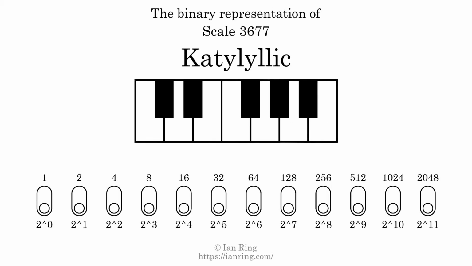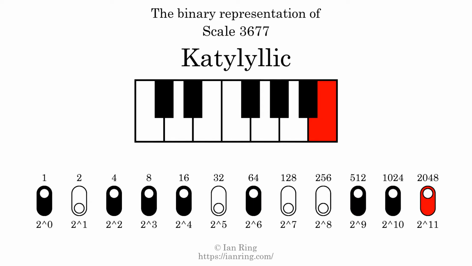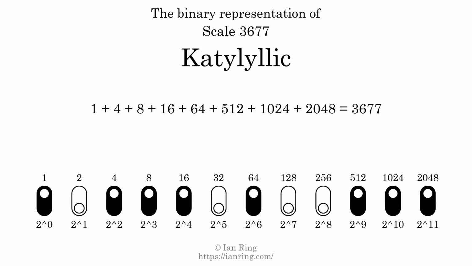The binary representation of this scale is determined by mapping tones of the scale to binary digits. Each binary digit represents a power of 2. To get the scale number, we add the powers of 2 together. The powers of 2 that are present in the scale, all added together, equals 3677. That is why the scale number, in decimal, is 3677.